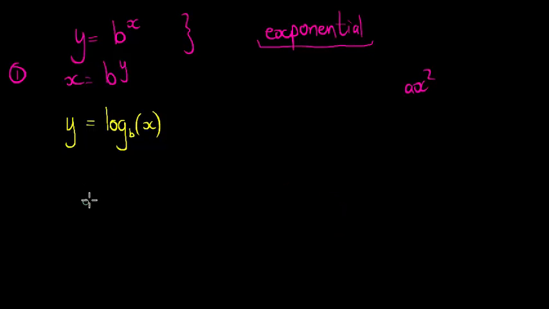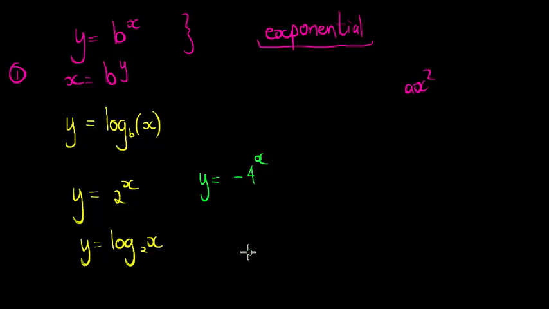Sorry guys. So now let me just give a value for b. 2 to the power of x. What would the inverse be? Y is equal to log base 2 of x. Let's take a value like this. Y is equal to negative 4 to the power of x.